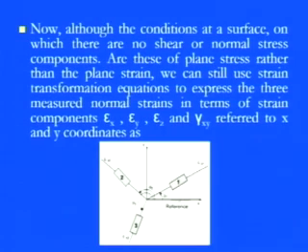So these are the planes, or rather the plane strain components. We can still use the strain transformation equations, epsilon theta and gamma theta, like the general transformation equation, to express these three measured normal strains in terms of the strain components epsilon x, epsilon y, and gamma xy, which refer to the x and y coordinates as shown in this particular figure.